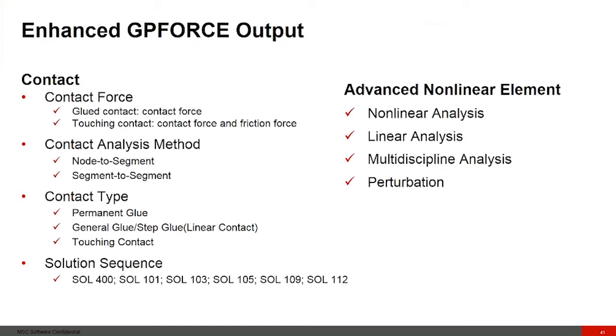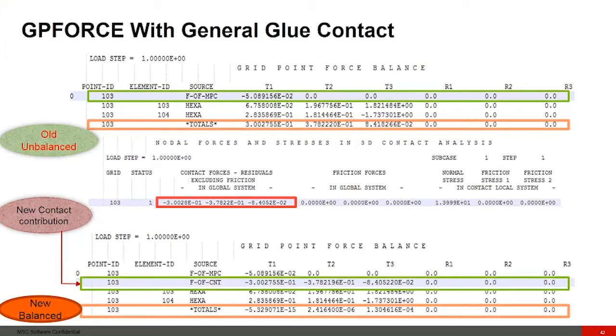And this is supported for most of the solutions that the GPFORCE is supported for, which includes solution 400, 101, 103, for buckling, solution 105, and all the dynamic solutions, which are frequency responses and transient responses. And it's supported for both permanent glued and touching contacts. So here I'm showing you the examples of before and after. So before version 2018, you can see that the totals were not adding up to 0. That's because we did not account separately for the contact forces. But in the new version 2018, we have the force of contact in the GPFORCE output table, and the totals are 0, and it's balanced.